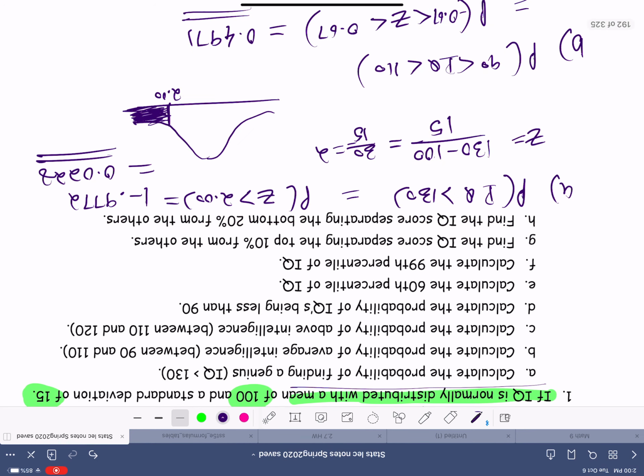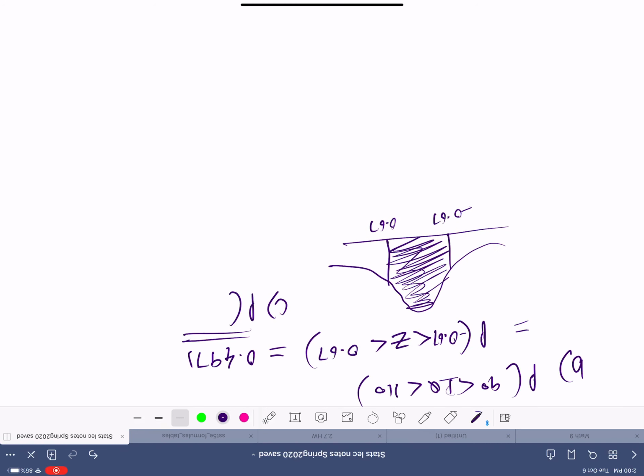Now we have part C. For part C, we are looking for the probability of above average intelligence, finding somebody whose IQ lies between 110 and 120. Again, for MyMathLab, an answer from the table should be acceptable, but if it marks it wrong, use StatCrunch or the calculator to get a more accurate, closer answer. First we need the z-score for 110, which comes out to be 0.67. We just found it in the previous problem.